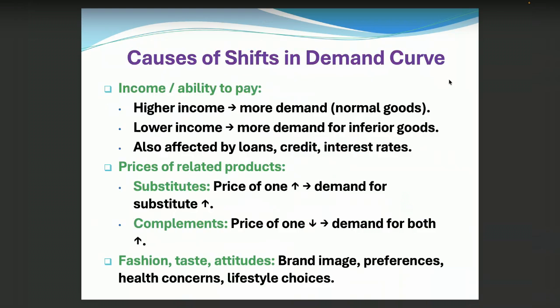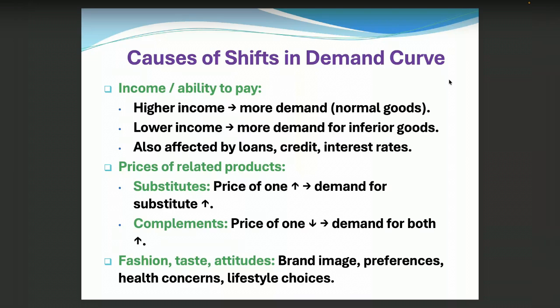So once more, causes of shifts in the demand curve, we went through it before. Income and ability to pay. The more money you have, the more demand there is, or vice versa. Or price of related products. So if your competitors' substitute prices are too high, then those customers will come to you. But if they are too cheap, then your customers will leave to them, lowering your demand.